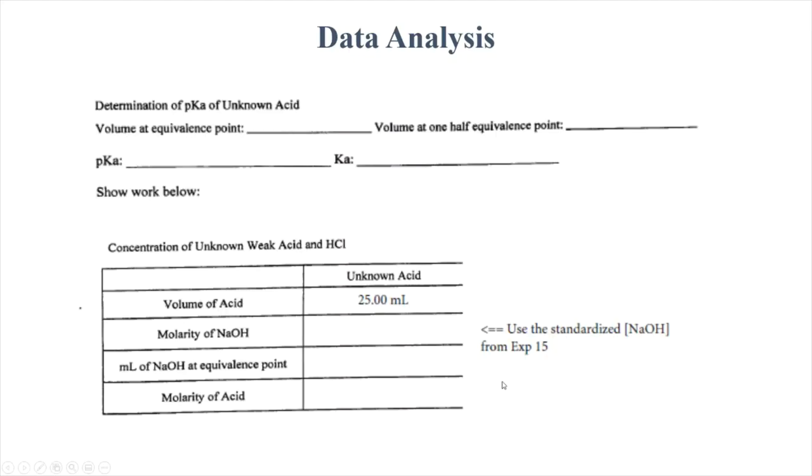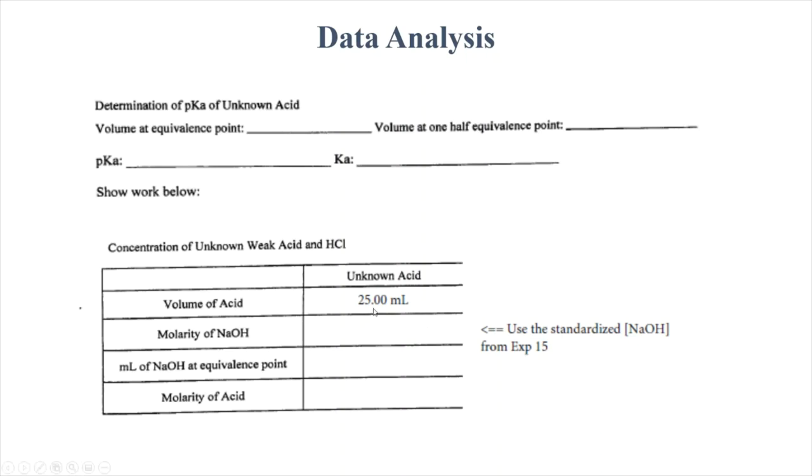Okay, so let's just take a quick look at the data analysis from the determination of the pKa of the unknown acid. In this particular case, there are two parts of this, and it turns out that they're a little bit backwards. The first part at the top of the data sheet is the determination of the pKa. If I were you, I would start with the concentration part first, because we have to figure out what the equivalence point is to do everything in this, and then work backwards from the concentration up to the equivalence point, like I showed you working through the data analysis.